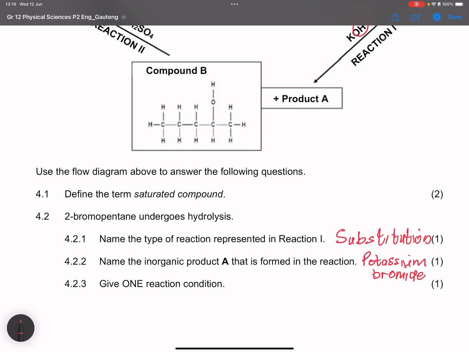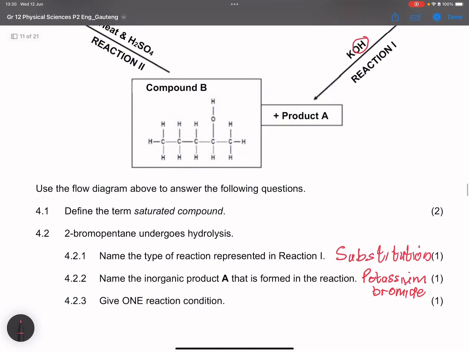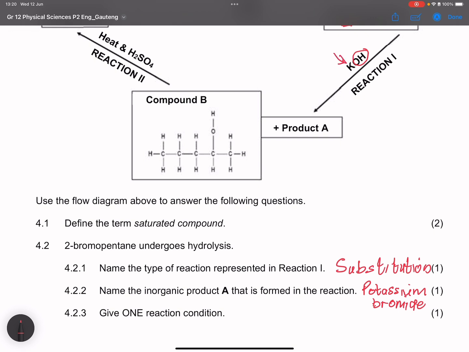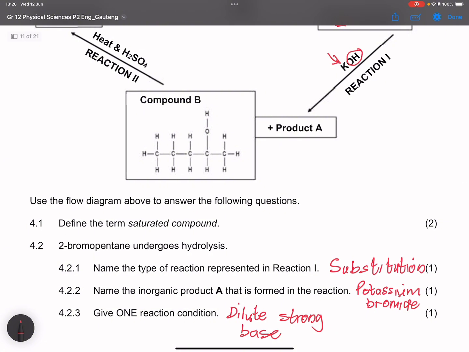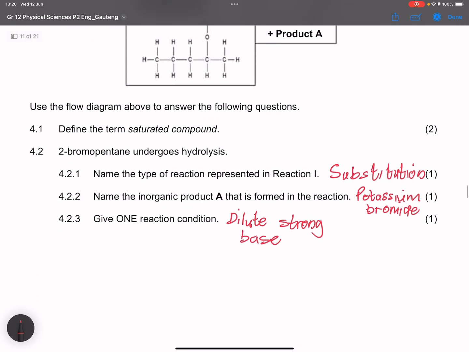Now they say to us, give one reaction condition there. We are going to react there with a dilute strong base, right? So it must be a dilute strong base that we use over there. Now remember that if we use a concentrated strong base, we are going to form an elimination reaction. Okay, so that's a dilute strong base there. Okay, right, I hope that you've got it, ladies and gents. All right, now by the way, please, you can also mention that it happens in the presence of mild heat. So you can either mention that or the fact that there is mild heat. Let's go to the next question.